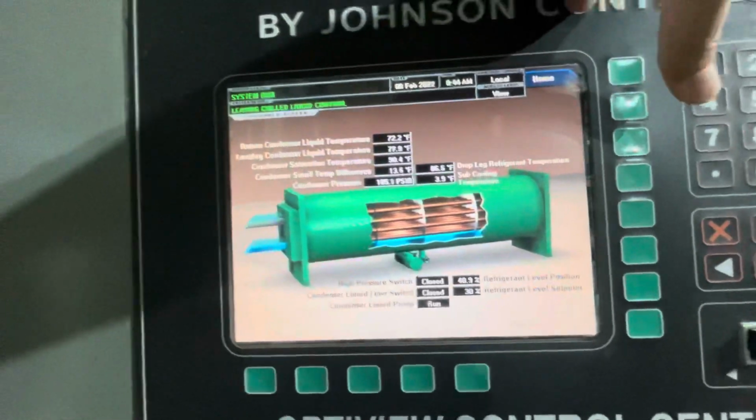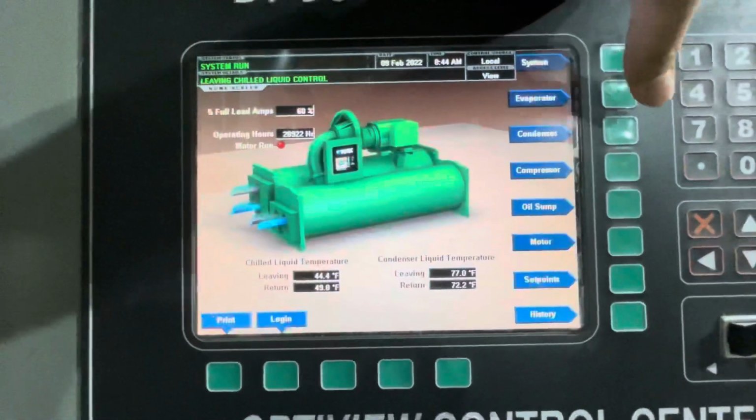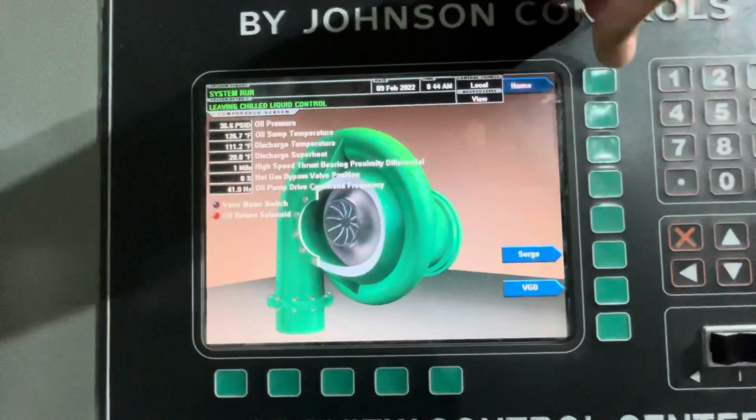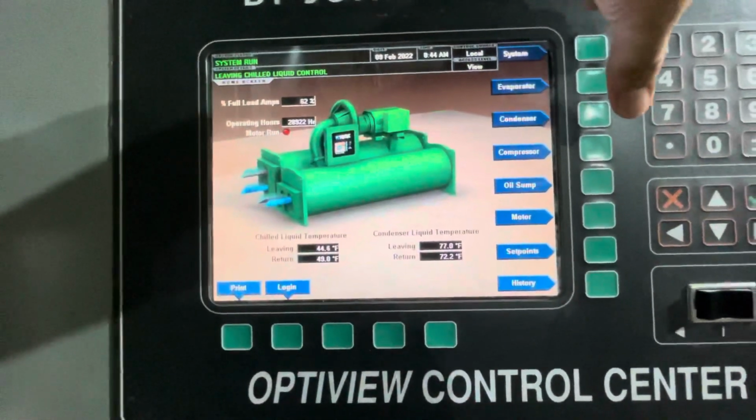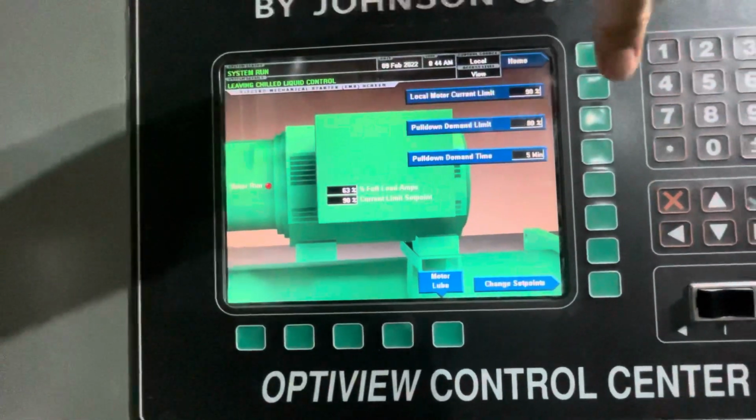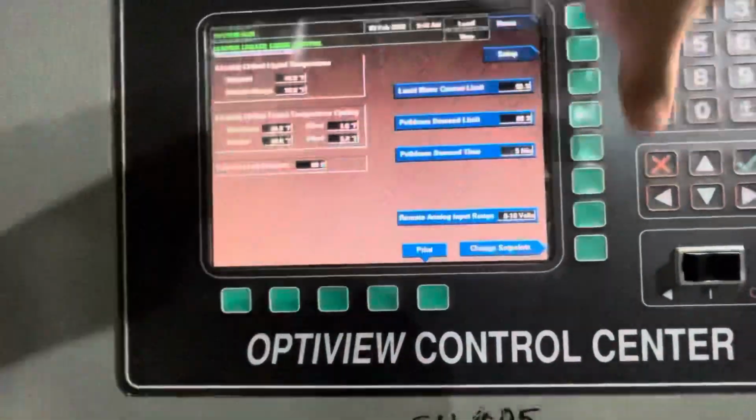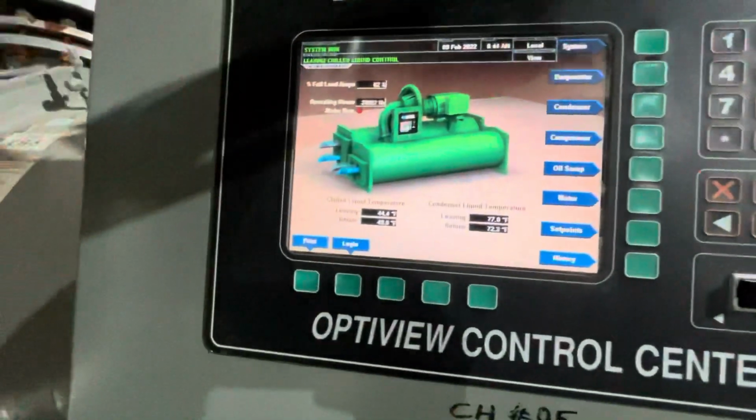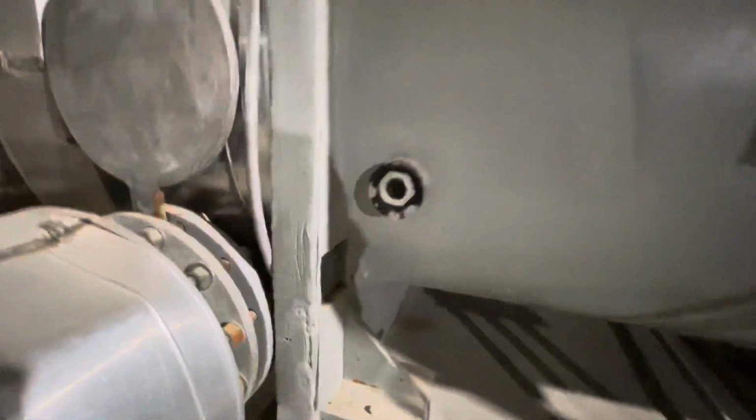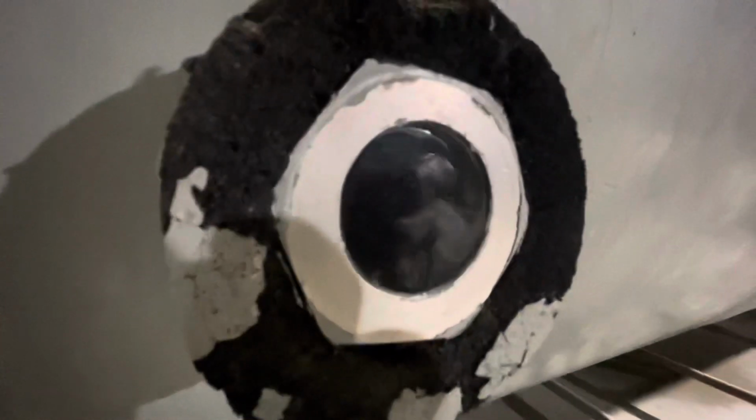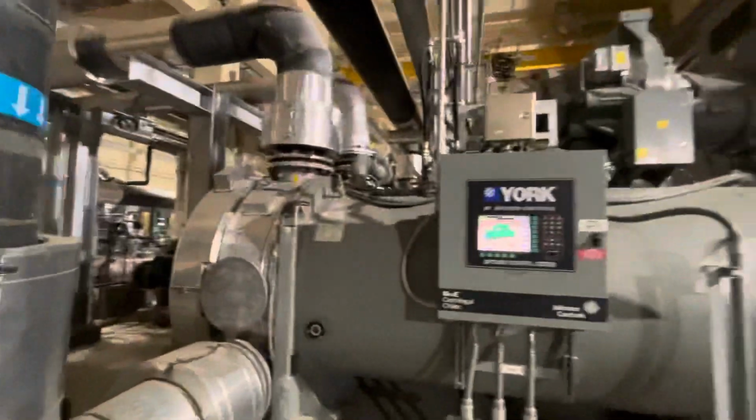This is the condenser. This is the compressor. This is the oil sump. Motor. These are the set points, and this is the total system. Okay, and you can see the freon here. Full. Okay, so it is the same. It is now in operation.